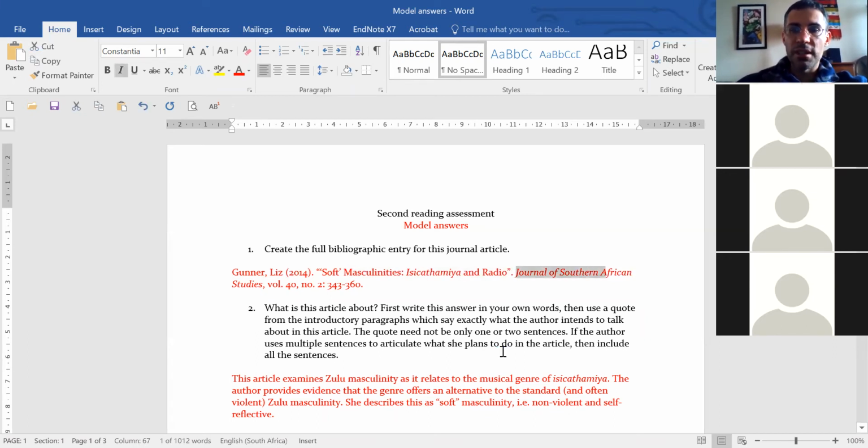Then Journal of Southern African Studies must go in italics, followed by comma, then volume was 40, number 2, then we have a colon and the page numbers. After the page numbers, a full stop. Now I'm going to find another journal article for us to look at to see if we can do it together. If we can name it together. So let me just find it quickly.